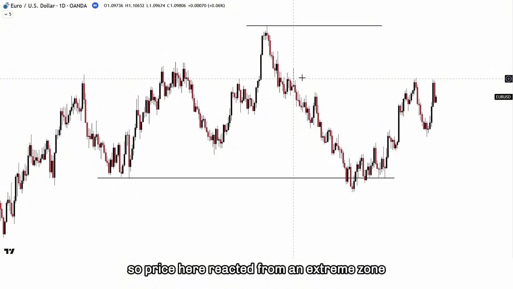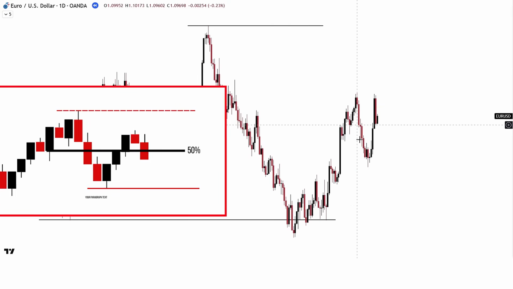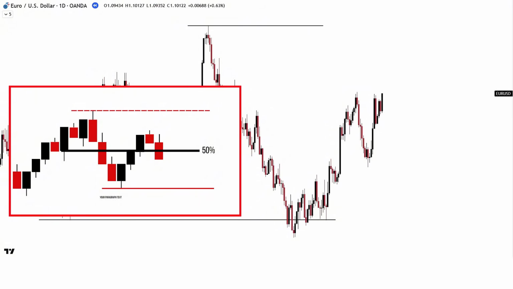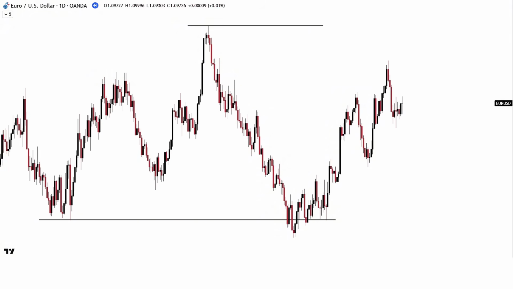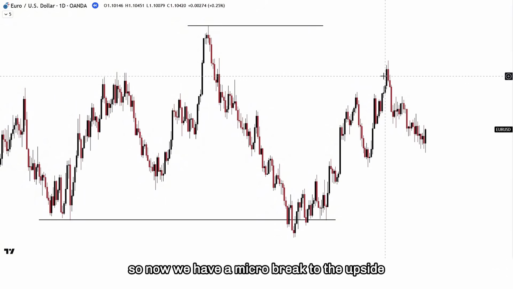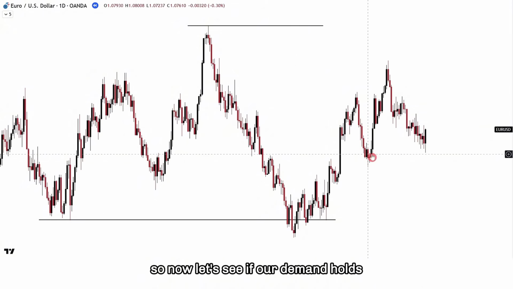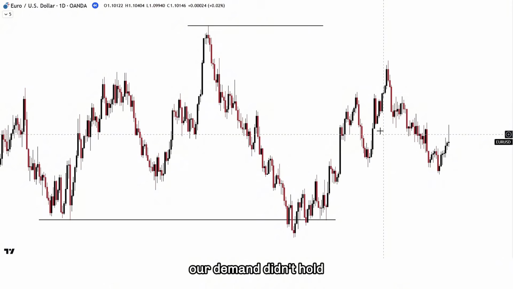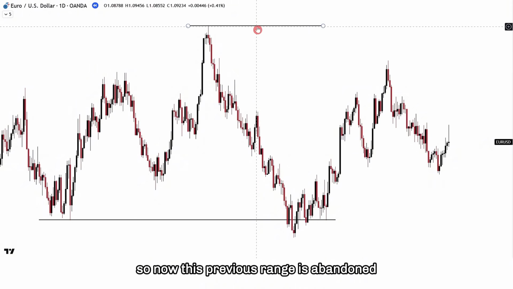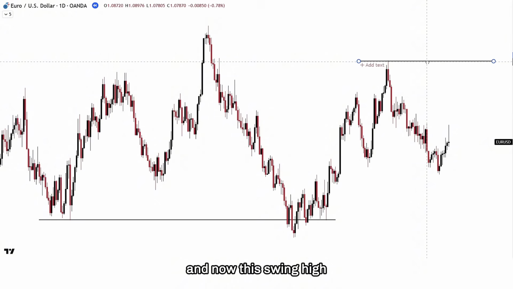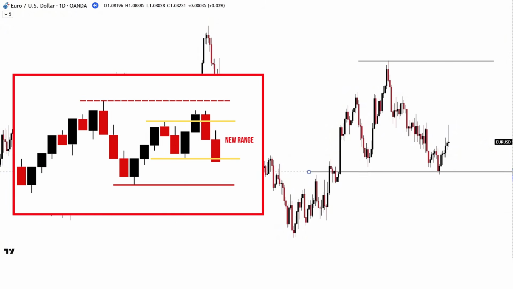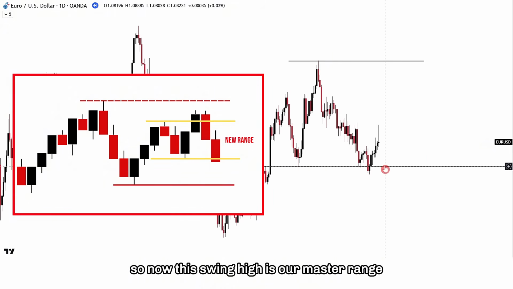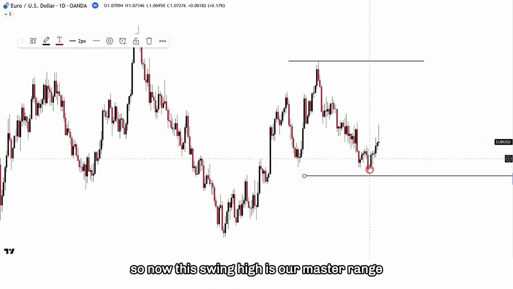So price here reacted from an extreme zone. So now we have a micro break to the upside. So now let's see if our demand holds. Our demand didn't hold. So now this previous range is abandoned. And now this swing high, this swing low was broken. So now this swing high is our master range.